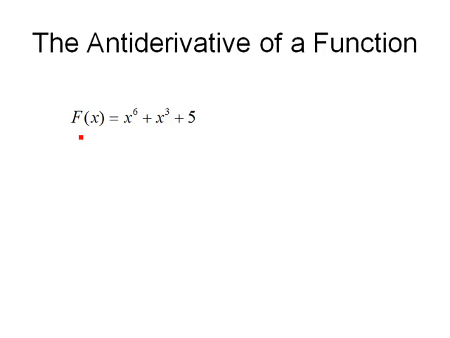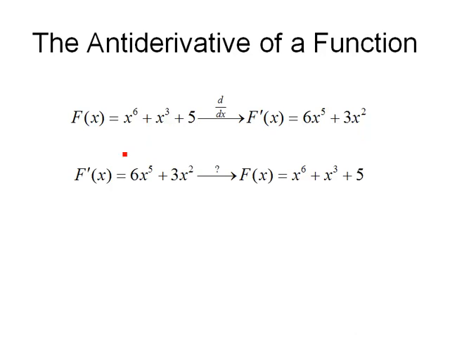Suppose that I'm given capital F of x equals x to the 6th plus x cubed plus 5. I can take the derivative of that to get capital F prime of x equals 6x to the 5th plus 3x squared. We could go backwards by realizing that we have the derivative, which is 6x to the 5th plus 3x squared, and we can work backwards to get what capital F is, to undo the derivative. And certainly if someone gave us this x to the 6th plus x cubed plus 5, we could recognize that yes, this is the proper undoing of the derivative.